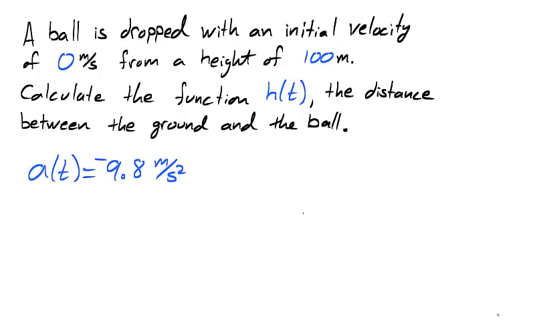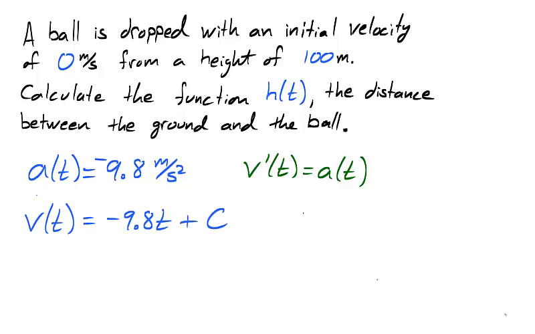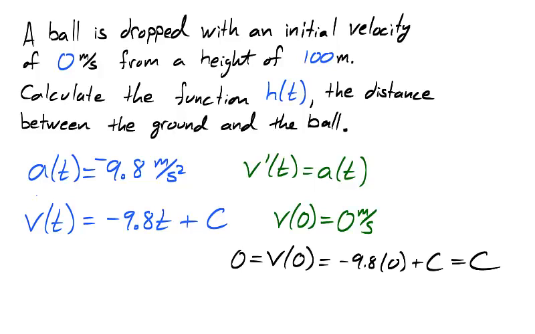We assume that the only force acting on the ball is gravity, which accelerates the ball at negative 9.8 meters per second squared. Since the derivative of velocity is acceleration, the antiderivative of acceleration is velocity. Reversing the power rule for derivatives, we find that the velocity of the ball is negative 9.8t plus c for some constant c. In the problem, we were told that the initial velocity, at time 0, was 0 meters per second. So 0 is equal to v of 0, which is equal to negative 9.8 times 0 plus c, or just c. So the constant c is 0.